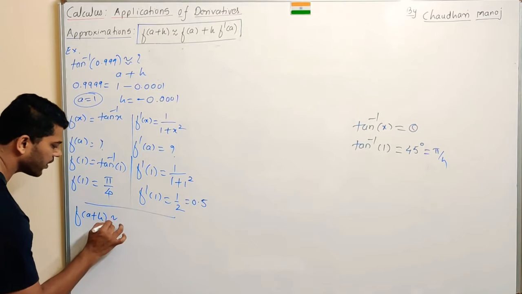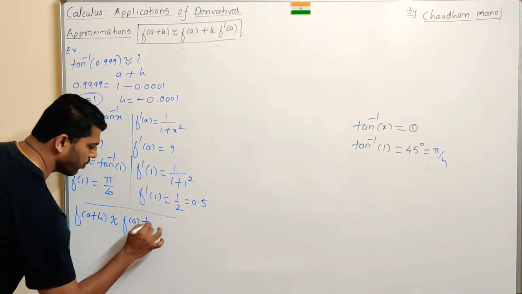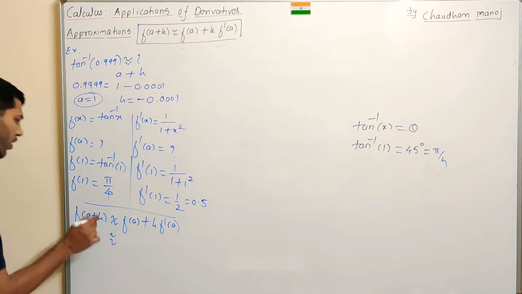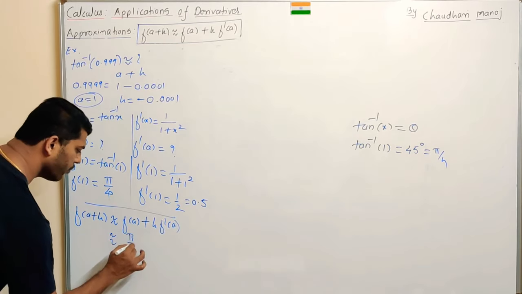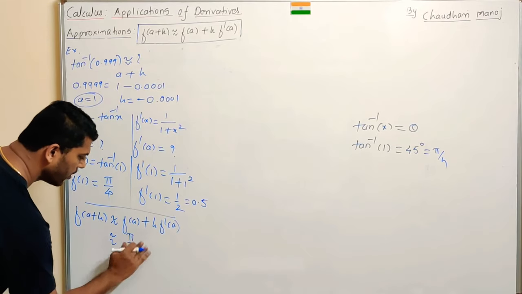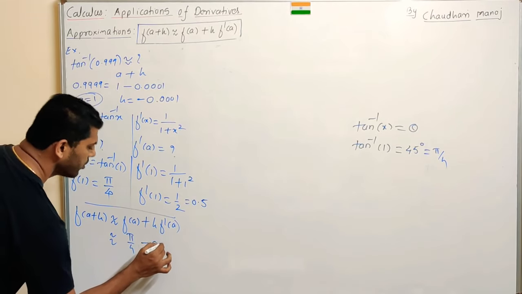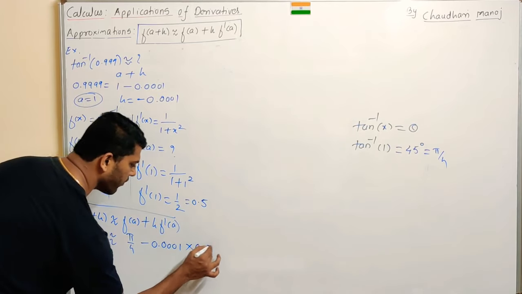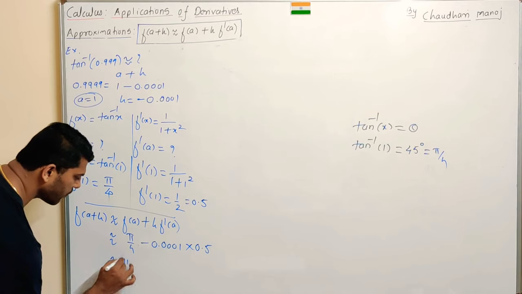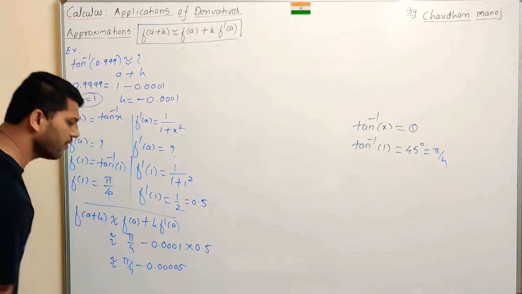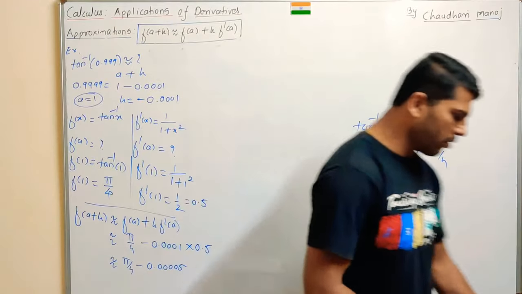So f of A plus H is approximately equal to f of A plus H into f dash of A. So f of A is pi by 4 plus H. Please observe H is negative in this problem. So it's a minus 0.0001 into f dash of A, which is 0.5. So your final answer for this question is pi by 4 minus 0.0001 into 0.5. Please cross check. This might be your final answer.